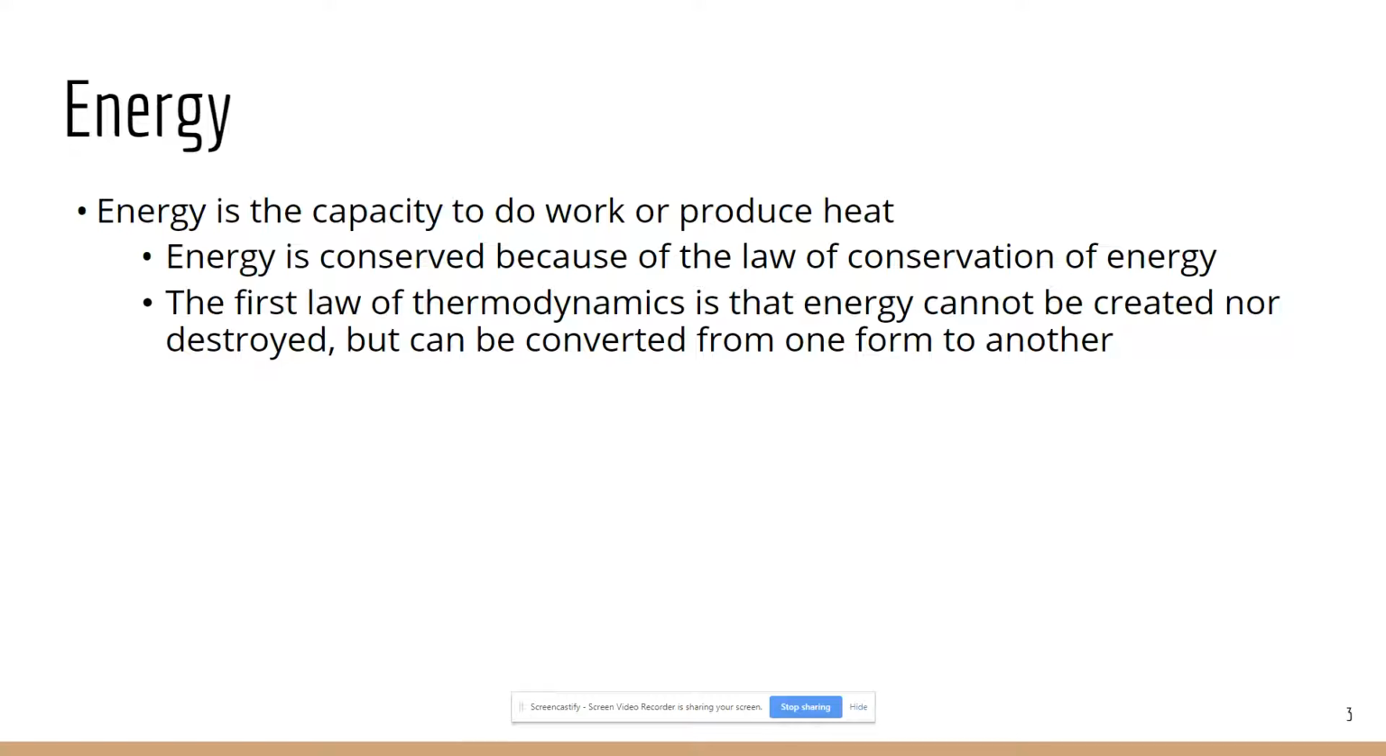You may have already heard about this since we did talk about it a little bit last year. Energy is the capacity to do work, work being force over a distance, or to produce heat. And we all know the law of conservation of mass. The law of conservation of energy is really just another facet of the law of conservation of mass. So energy is also conserved, meaning that energy cannot be created or destroyed, but can be converted from one form to another. That is also the first law of thermodynamics.